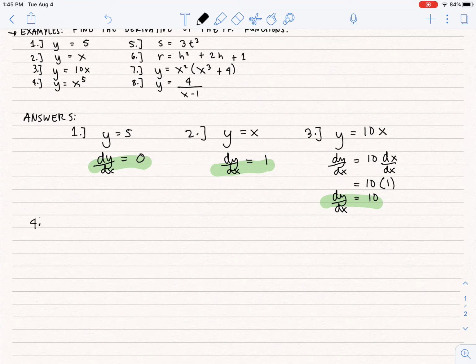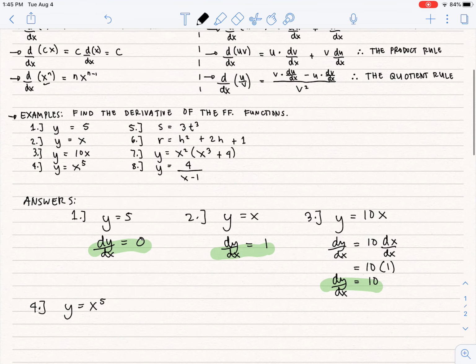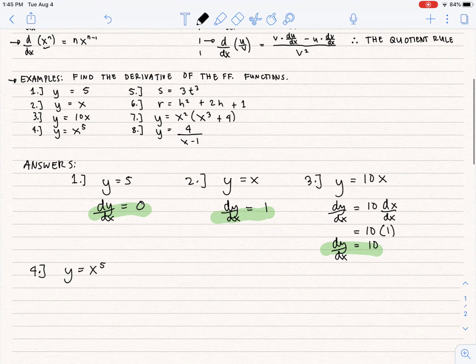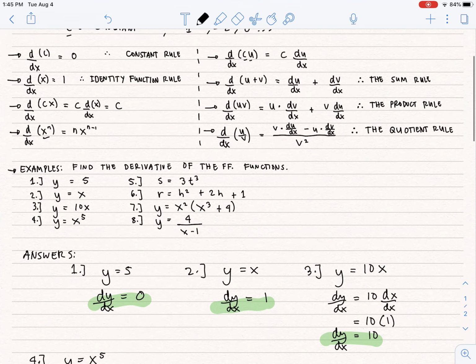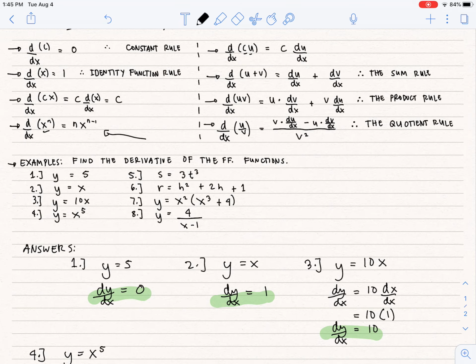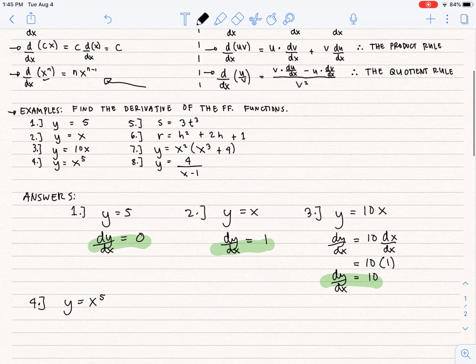Number 4, y is equal to x raised to 5. So in this example, this is somewhat similar to the form found in the fourth rule, which is this one. So x raised to n. n here is 5, right? So once again, we're going to differentiate with respect to x, because x is the independent variable. So this is just dy over dx is equal to x raised to 5.